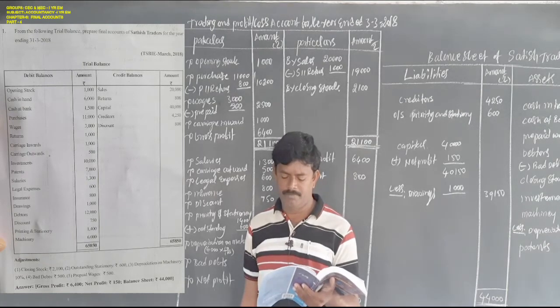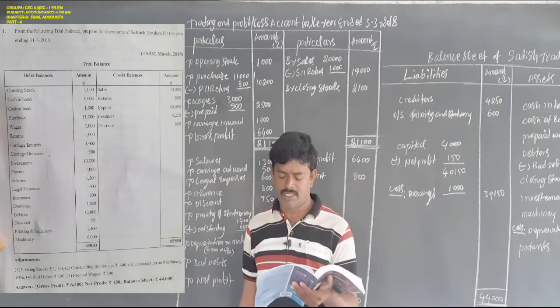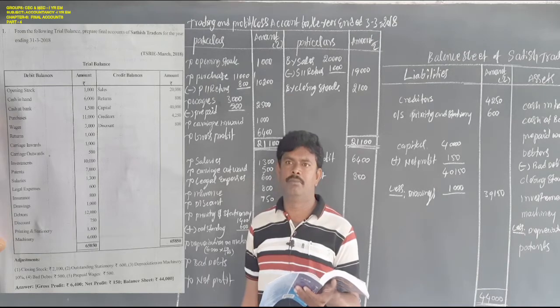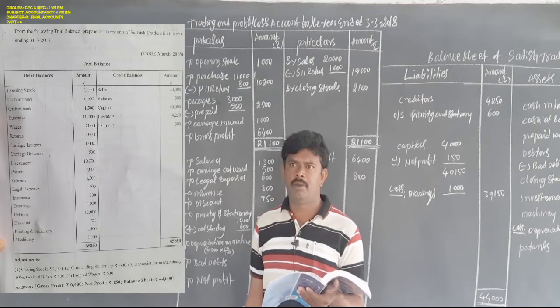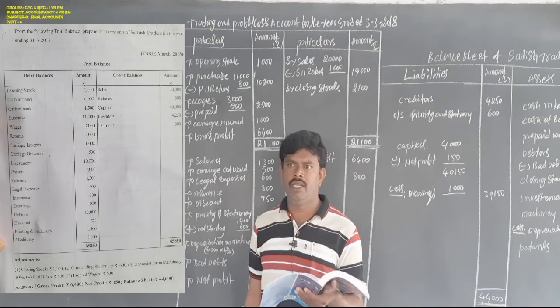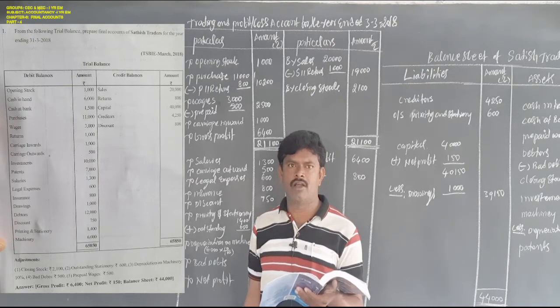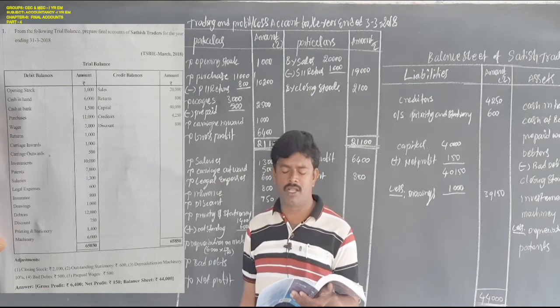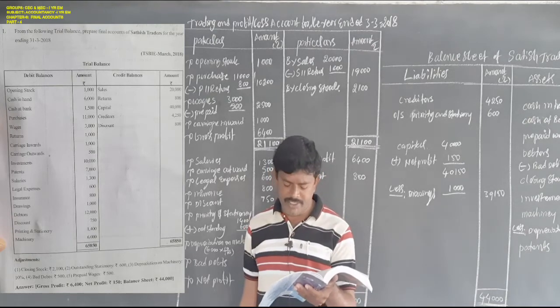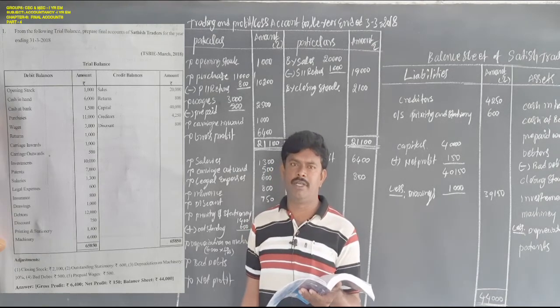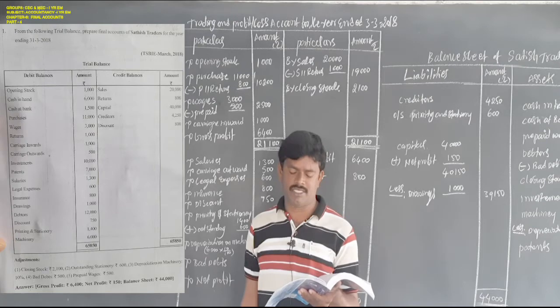Next, capital is the liability side. Creditors, it is also liability side. Discount, P&L account credit side. Remember one thing, any indirect expenses, any incomes in P&L account only. Direct expenses in trading account, indirect expenses in P&L account. Okay, come to the adjustments. Every adjustment must be effective twice.